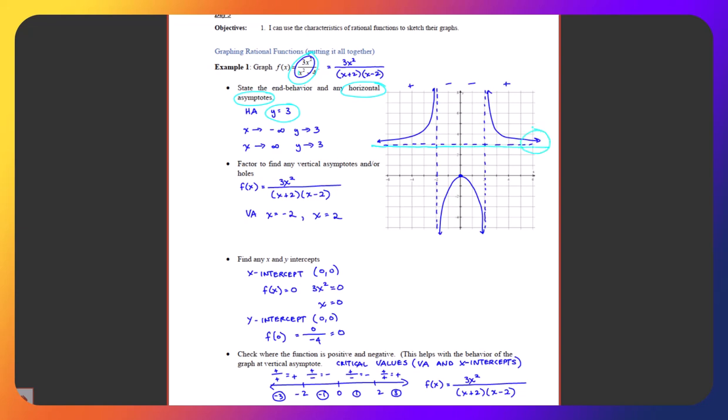Again, it only determines end behavior, so as we go to the left, we're getting closer to 3. As we go to the right, we're getting closer to 3. The denominator can be factored. Nothing reduces out. So when this equals 0, I get my vertical asymptotes when x equals -2 and when x equals 2. Here and here.